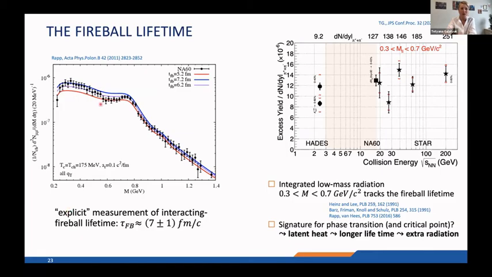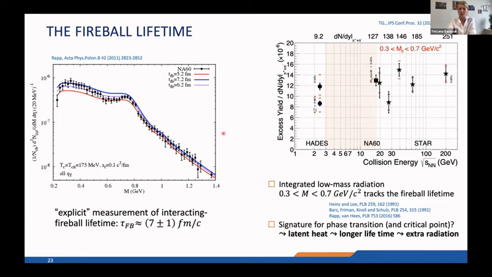What has also been indicated already in the 90s is that if one integrates the dilepton yield in the low mass range between 300 and 700 MeV, one can also extract the lifetime of the system. And here I show you this dilepton yield integrated in this particular mass range as a function of collision energy. Also here, one can see quite smooth behavior of this measurement. And here, of course, we are lacking measurements. And this is, again, exactly the range where one would expect the first order phase transition, which could then indicate non-monotonous behavior of such an observable.